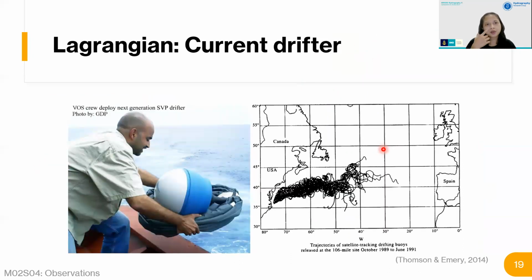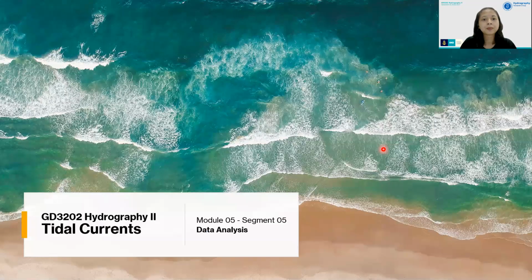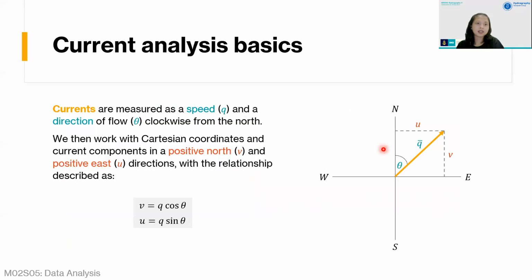The other one, of course, is the Lagrangian. Instead of deploying one instrument in one place, you can deploy one instrument and follow its trajectory, which is quite interesting. When we are talking about drifters, it's a lot more interesting when you've got more than one drifter. You can see this is moving that way, this is moving that way, and then you can calculate what is actually happening over the sea.